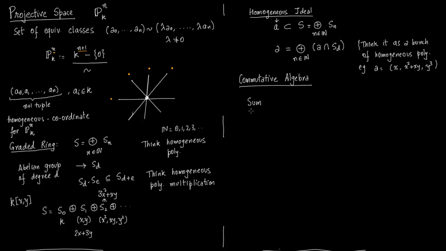So we're just talking about sum of homogeneous polynomials, product of homogeneous polynomials, intersection of, say, homogeneous ideals, radical of homogeneous ideals, and also sum and product of ideals. So you see, sum, product, intersection, and radical of homogeneous ideals is homogeneous.